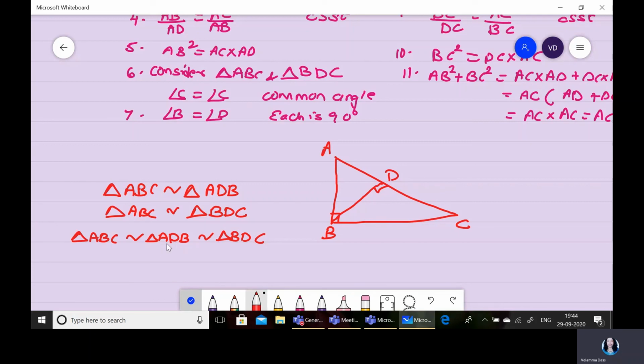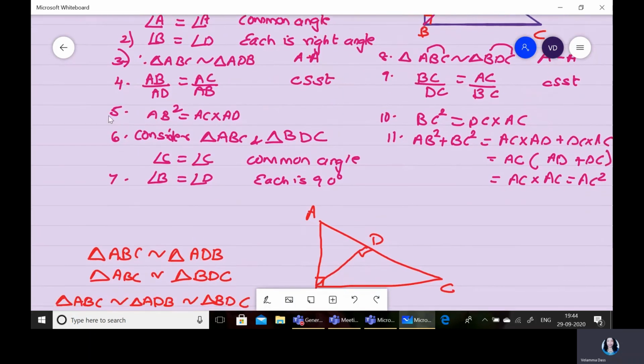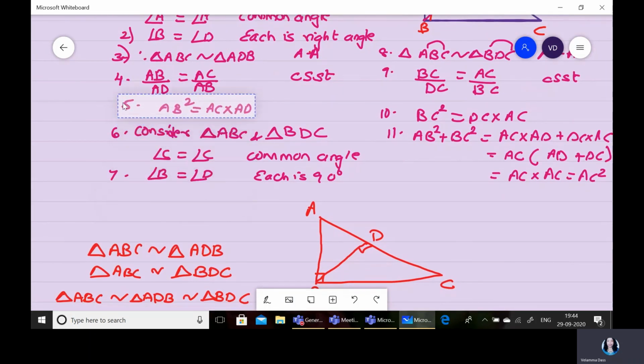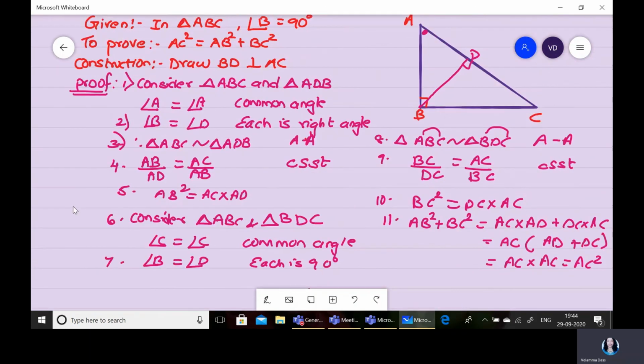So I hope students you have understood Pythagoras theorem very clearly and understood the concept rather than learning it by heart.